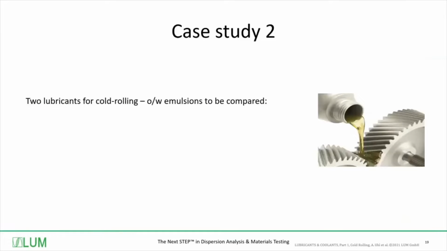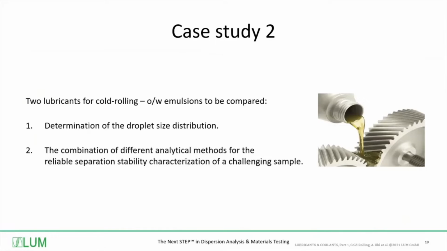Let's come to the second case study. Again, two oil and water-based emulsions, lubricants for cold rolling, were to be compared. First, by the determination of the droplet size distribution. Second, by the combination of different analytical methods for the reliable separation stability characterization of a challenging sample.